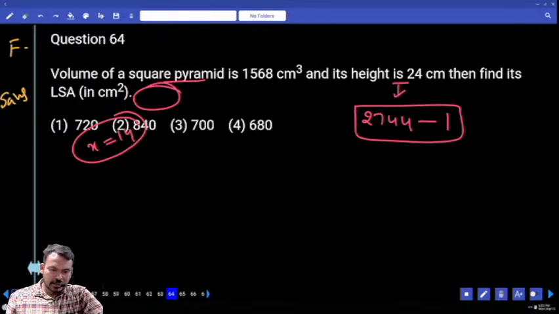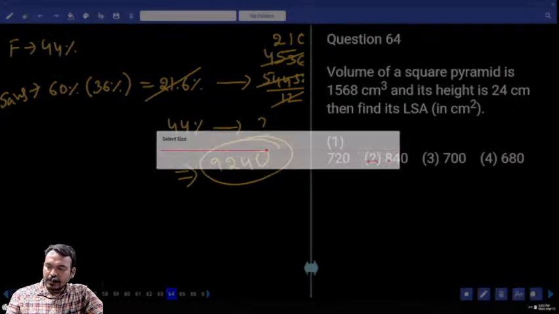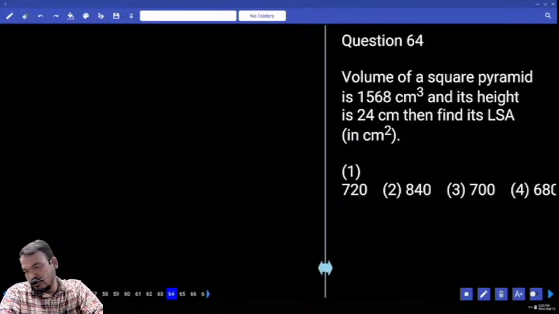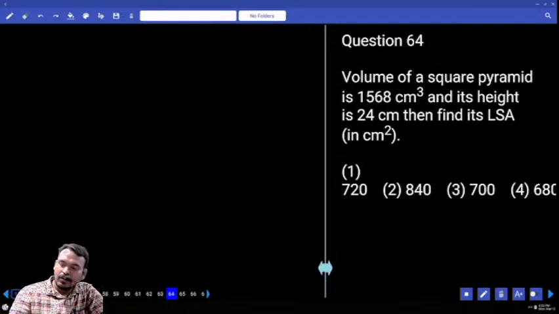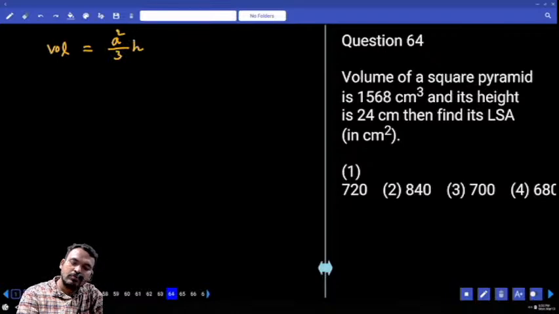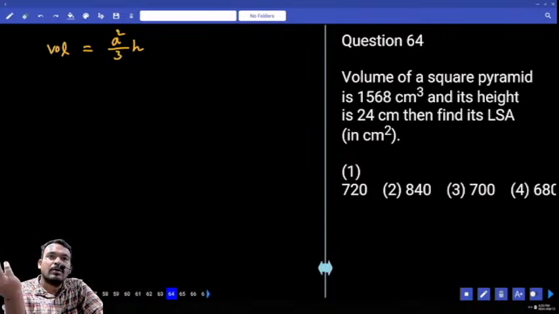Next question number 64. The volume of a square pyramid is 1568 centimeter cube, and its height is 24 centimeters. Find its lateral surface area. What is the volume formula? A square by 3 into h, that is, A square by 3 into height. Base area into height.